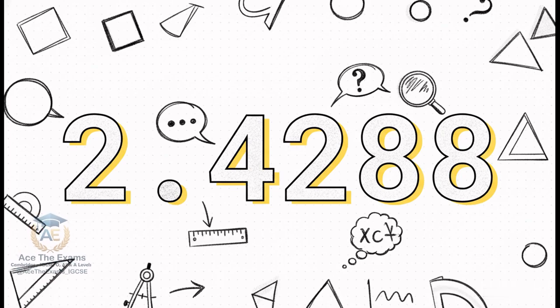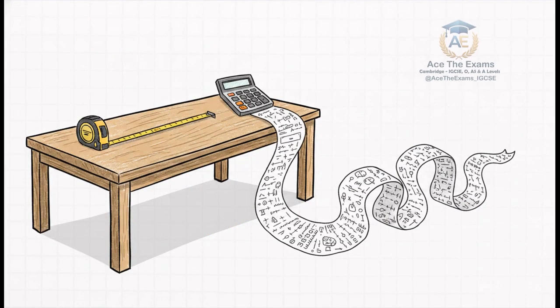Now, check out this highly specific number on screen right here, 2.4288 square meters. I mean, it looks incredibly precise, doesn't it? It looks like the work of someone who really, really knows their math. But as we just said, context is everything. Let's uncover the story behind that exact number.